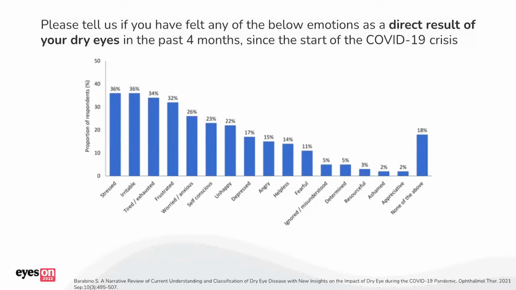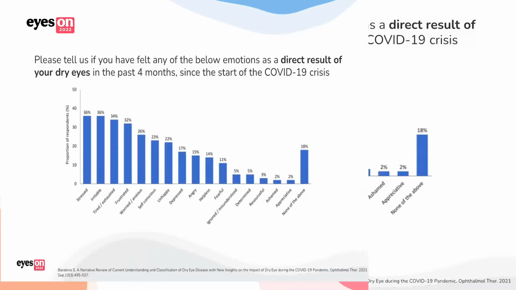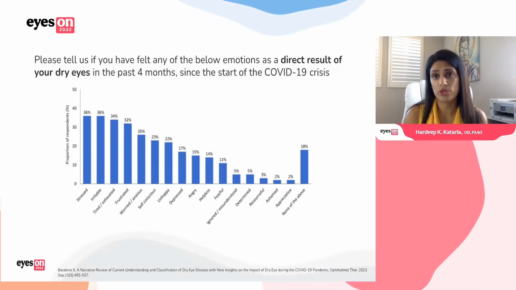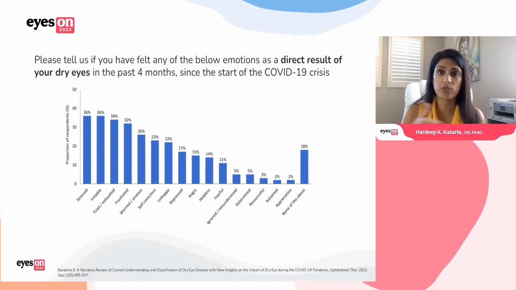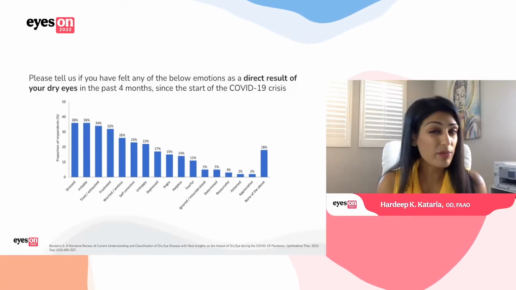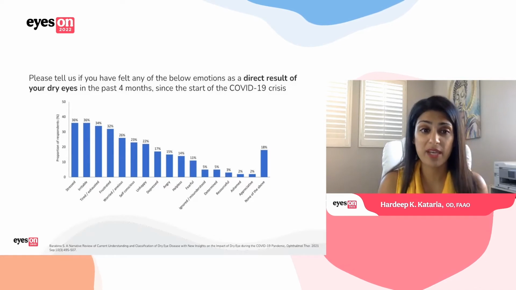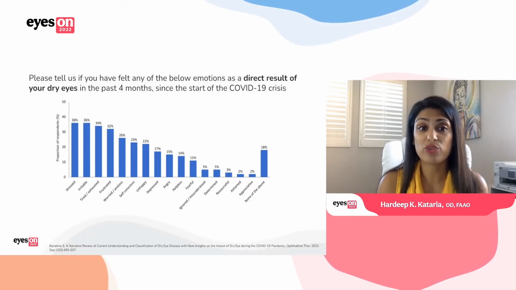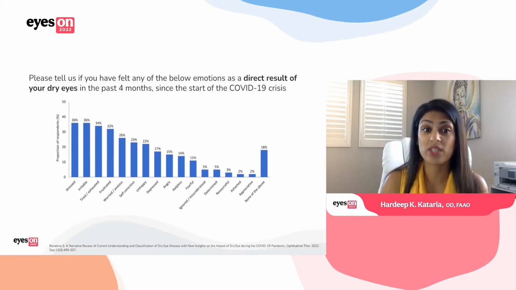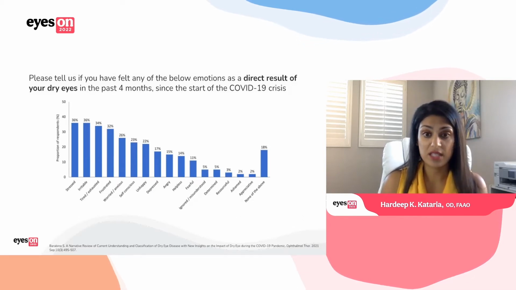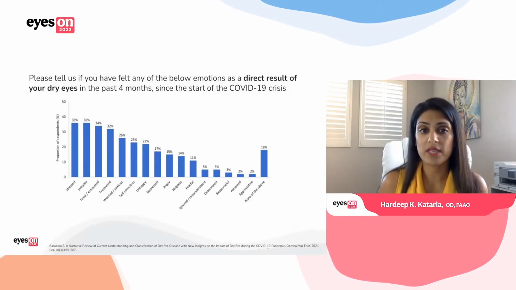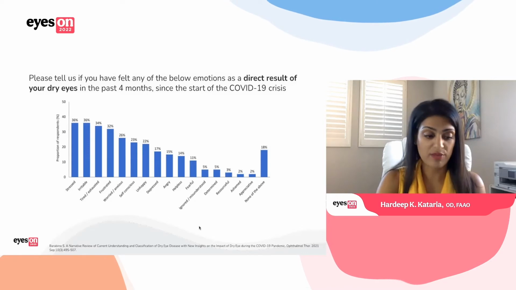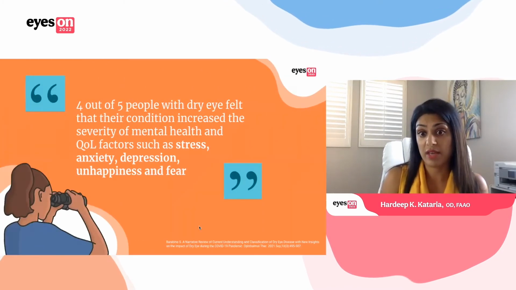A study that was conducted in Europe asked respondents this question: please tell us if you have felt any of the below emotions as a direct result of your dry eyes in the past 4 months since the start of the COVID-19 crisis. That was between March of 2020 and September of 2020. Surprisingly, or maybe not very surprisingly, 1/3 of patients reported that they felt stressed, frustrated, exhausted and irritable. These emotions elicited by these symptoms are inevitably going to affect one's quality of life and the state of their mental health as they're getting through their day.